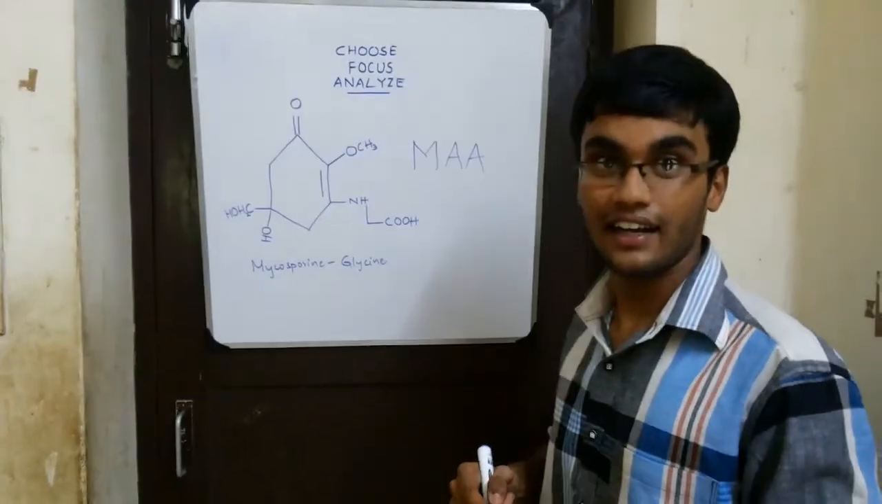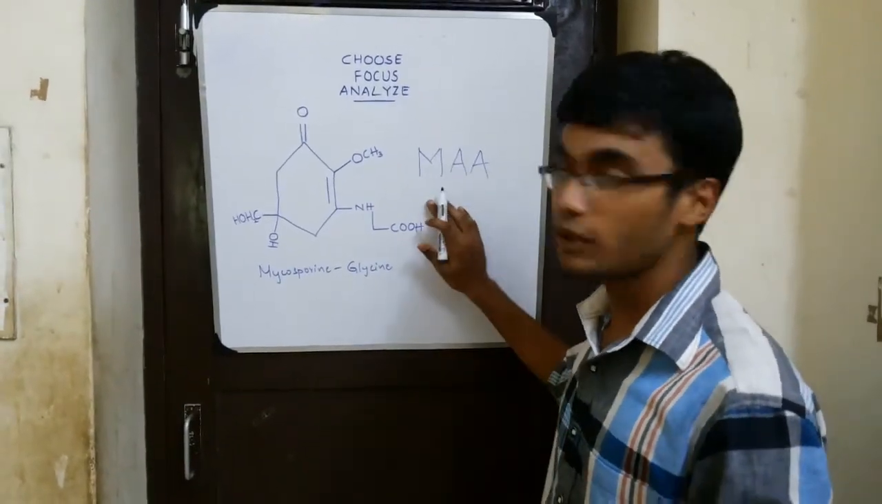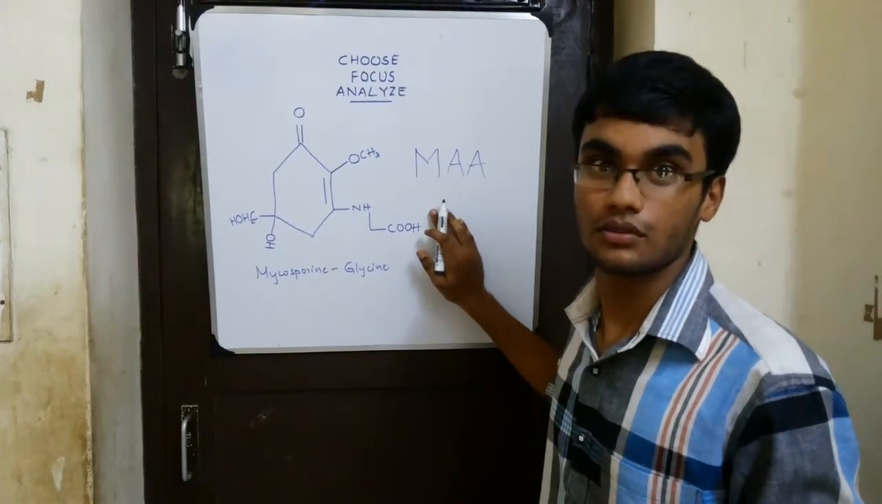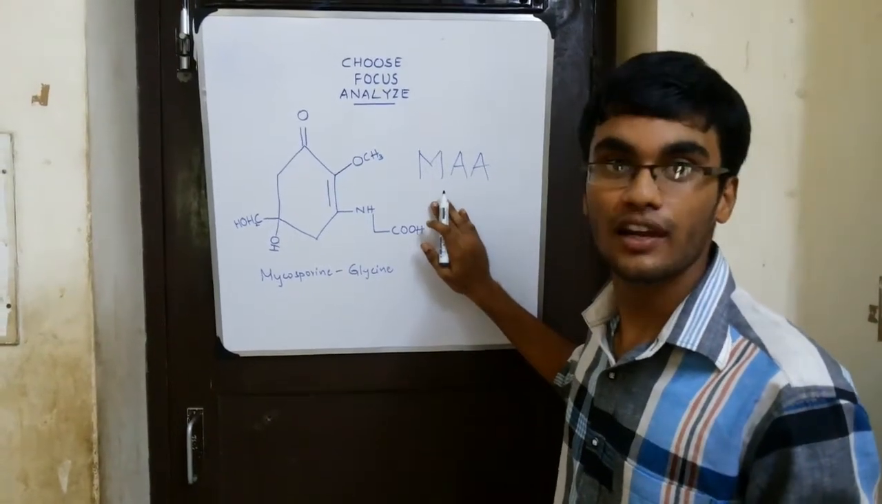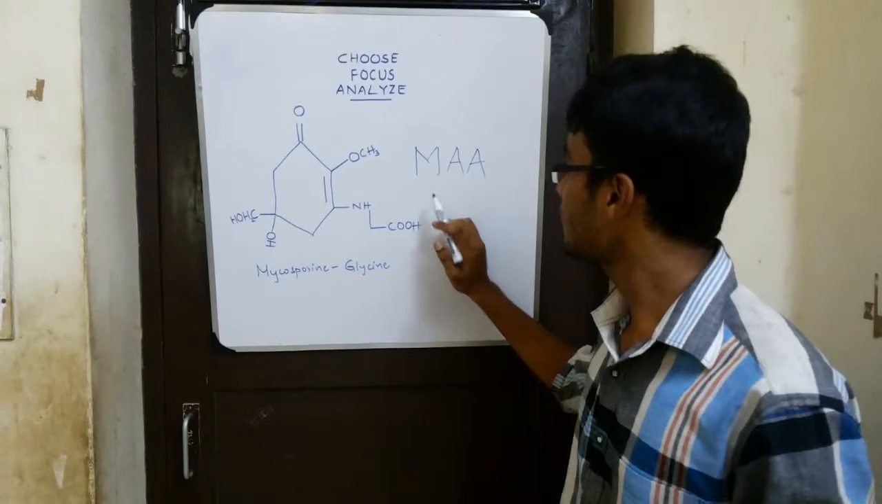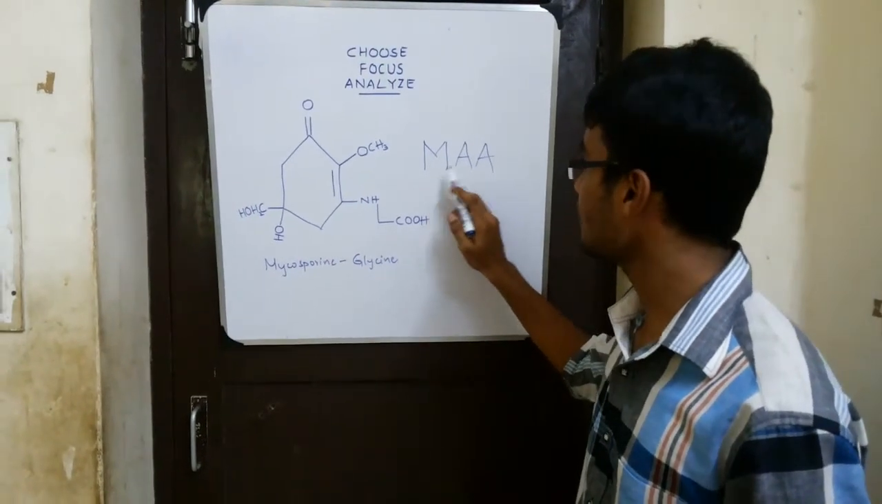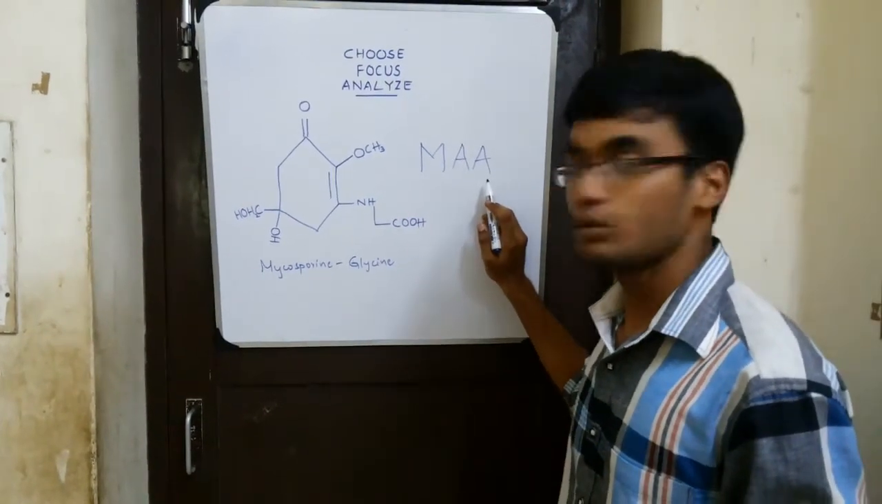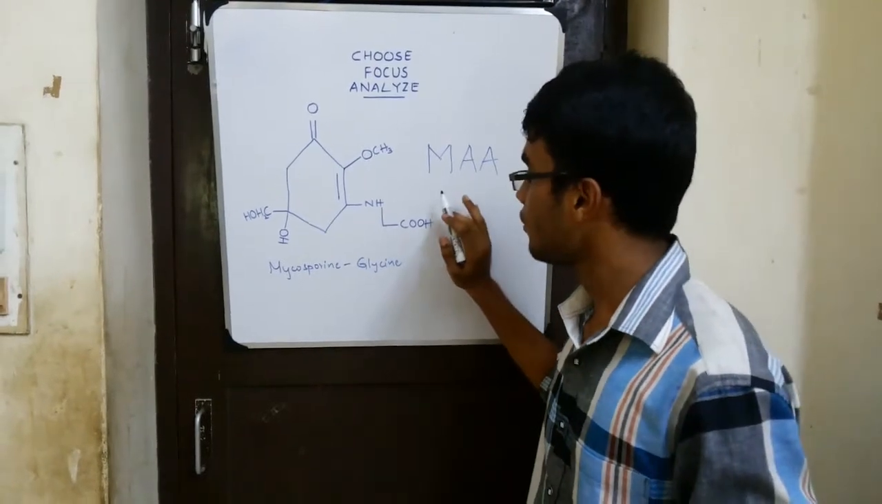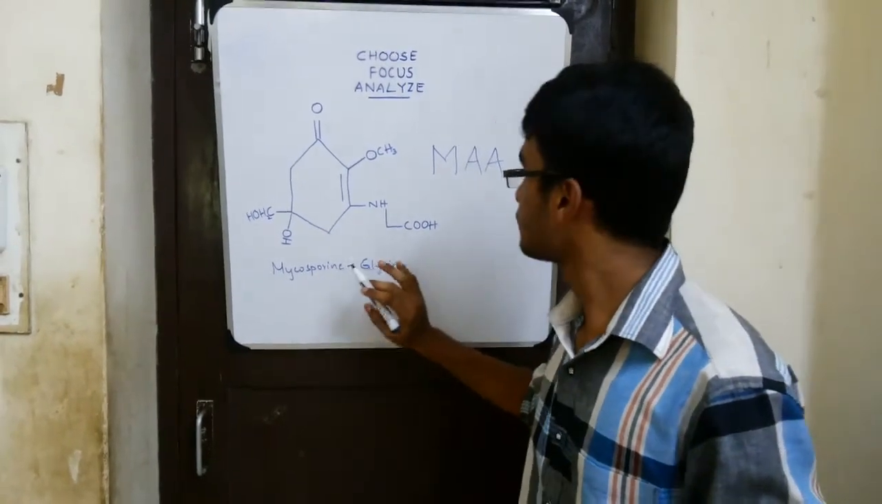As an example of a secondary metabolite, let us take the mycosporin production in marine organisms. These are called mycosporin-like amino acids and are abbreviated as MAA. Now let us investigate the chemical structure of one of these mycosporin-like amino acids.